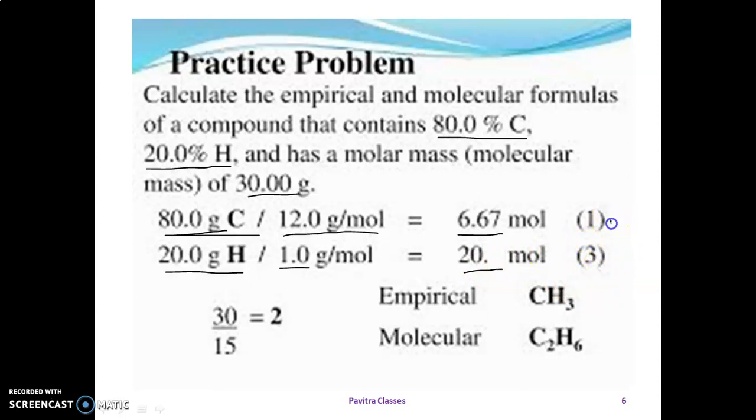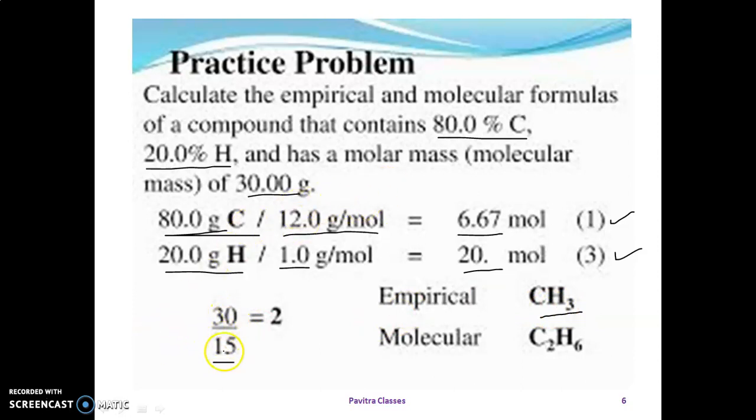So this is the ratio of the elements. Carbon is 1 and hydrogen is 3. So you can write the empirical formula in the ratio as CH3. Once the empirical formula is found, 1 and 3, CH3, we calculate the empirical formula mass. Carbon atomic mass is 12 and 1 carbon is there, so 12 into 1 is 12, plus 3 into 1, hydrogen atomic mass is 1, so 3. 12 plus 3 is equal to 15. So the empirical formula mass is 15, and the molar mass they have already given us is 30.